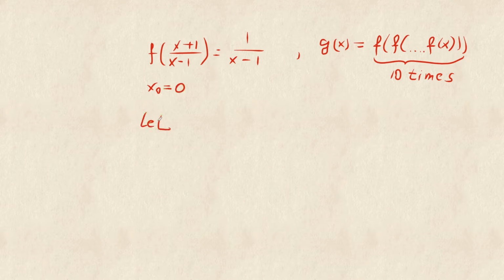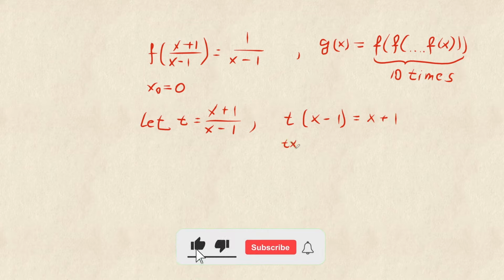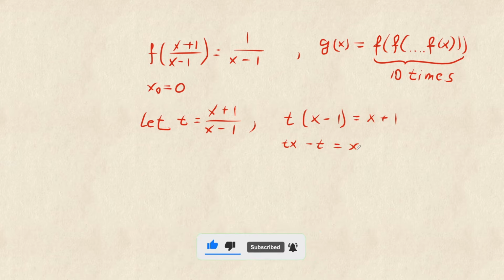Let's make a new variable and call it t, such that t equals x plus 1 over x minus 1. We do that to make it easier to find the original function. Thus, let's multiply left and right side by x minus 1. We'll get t times x minus 1 equals x plus 1. Let's distribute t. We have tx minus t equals x plus 1.